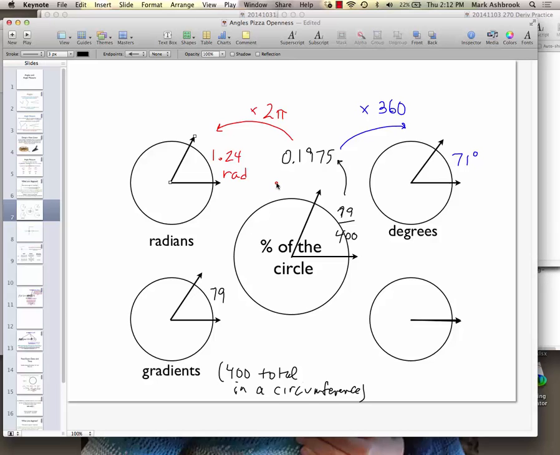Okay, so I want to... Are we good? Anybody have a question? So, always first move. If you're given an angle measure and you want it in a different unit, your first move is always what? Get the fraction of a circumference, or the percent of the circle. From that, you can do anything, right? Okay.